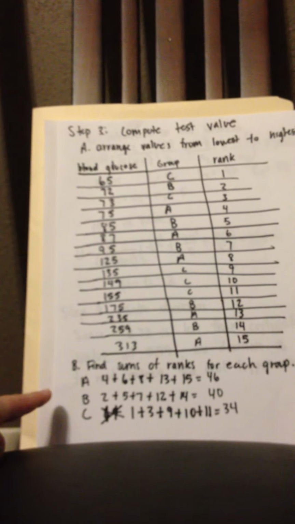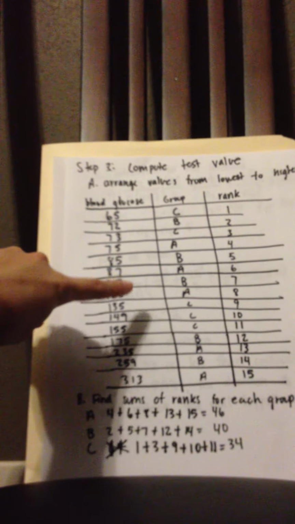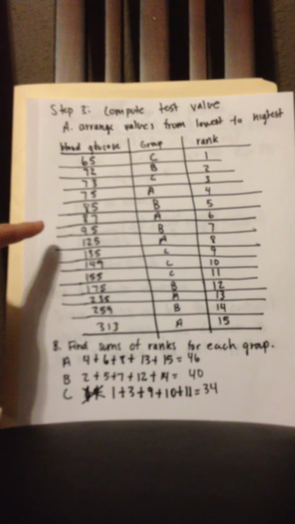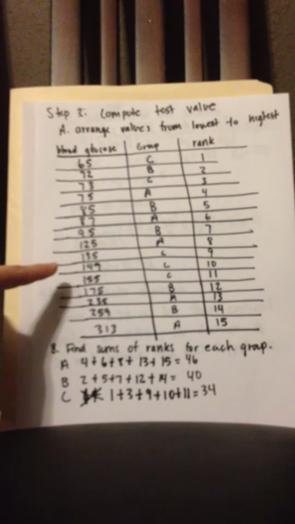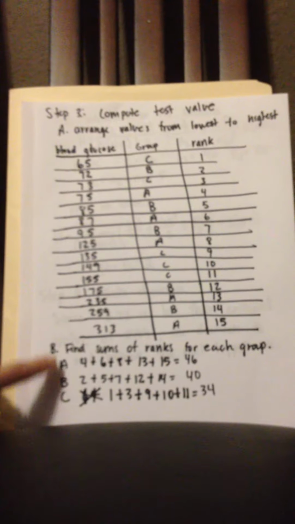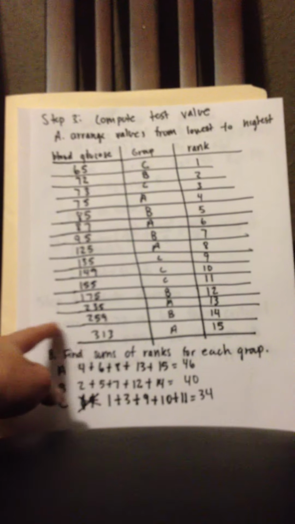And step B to compute the test value is find the sums of the ranks for each group. So A was ranked number 4, 6, 8, 13, and 15 for a total of 46. B was ranked 2, 5, 7, 12, and 14 for a total of 40. C was ranked 1, 3, 9, 10, and 11 for a total of 34.